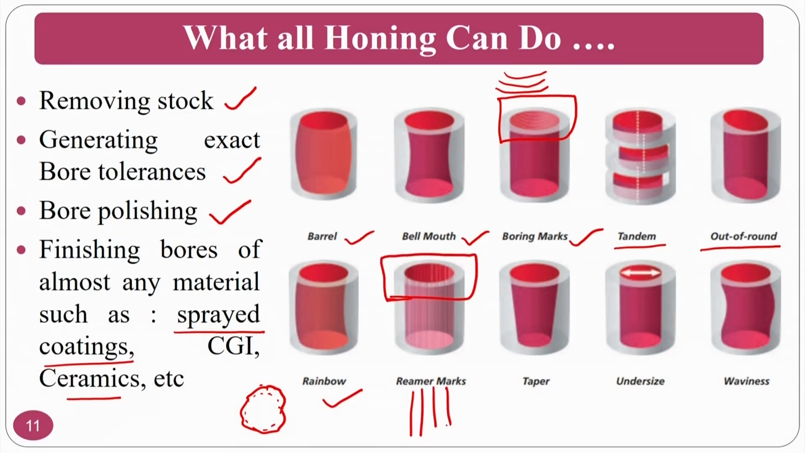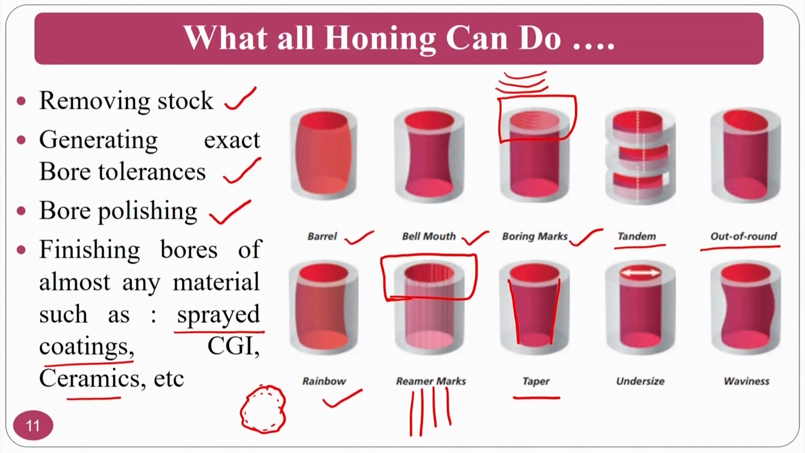Normally reamers will have this type of marks, so you can correct it by the abrasive sticks that are there on the horn. On the taper, huge taper is there, so you can correct the taper, but you have to play with the input parameters such that the material removal is approximately minimal, because in the taper condition, if you give harsh input conditions, there may be chance of failure of the horn.